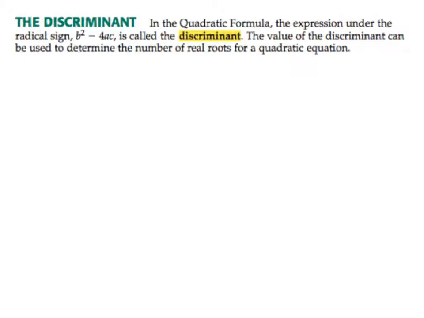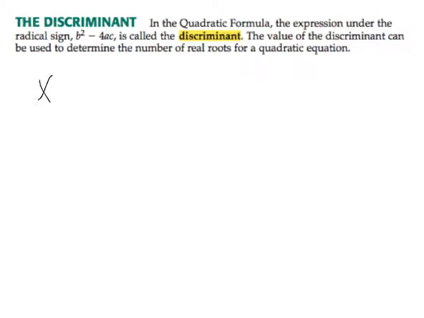Now this is going to be the start of 10.4 day 2. So in 10.4 day 2, or part 2, what we are learning is this thing called the discriminant. The discriminant is basically whatever is underneath the radical sign.